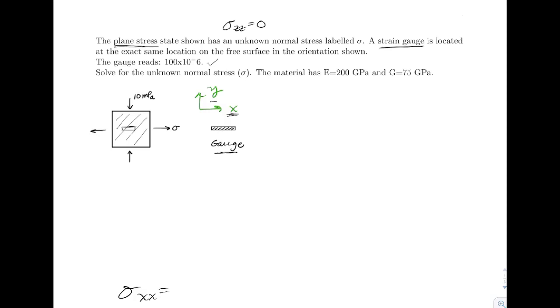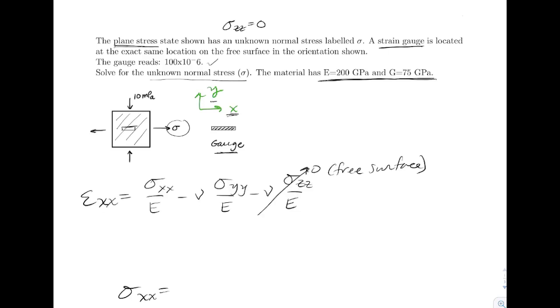And so what we're asked to do is solve for the unknown normal stress labeled as sigma. We're also given some material properties, modulus of elasticity and the shear modulus, both in gigapascals. So we have three Hooke's law equations, 3D. We're going to use the one in the X direction because that's where the gauge is oriented.